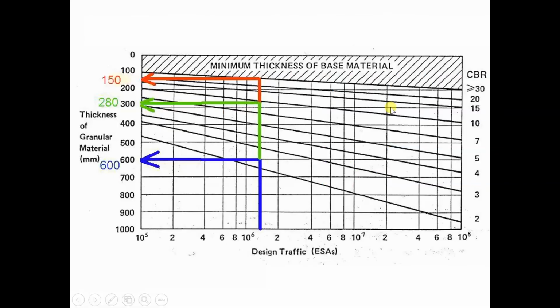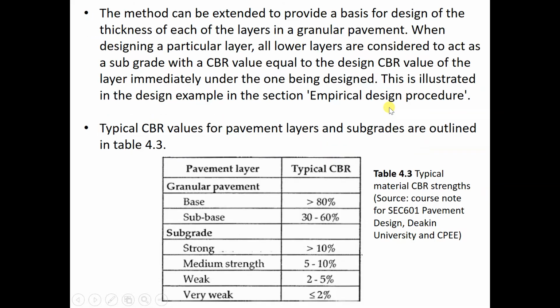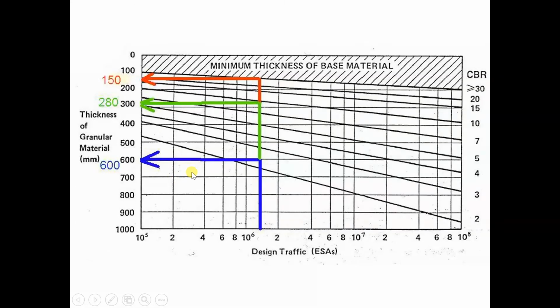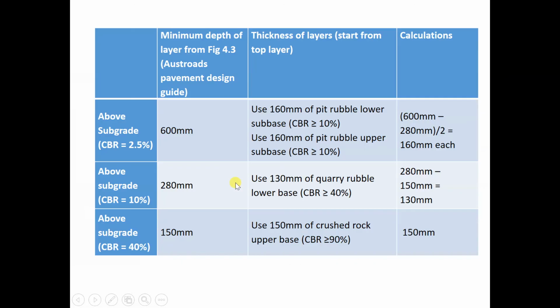So you see here that it says all lower layers are considered to act as subgrade, which means that normally we only refer to the bottom, the formation level, as subgrade. But in this approach, any part of the pavement can be considered as subgrade.